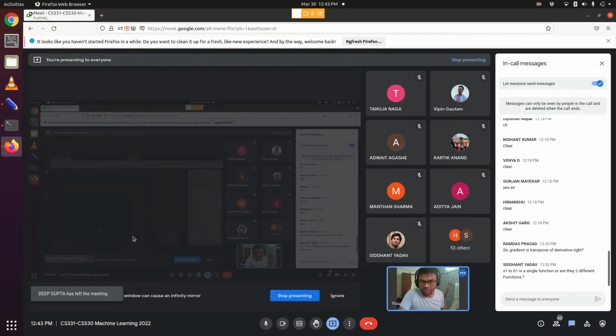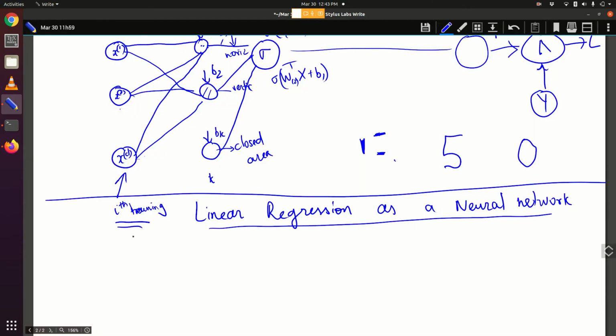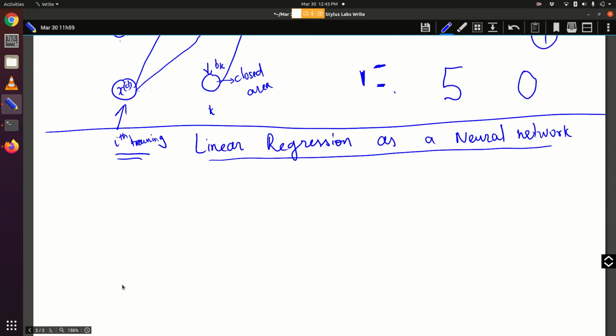Is there some network connectivity problem in the hostel still? Some people have dropped off. Yes, sir, there is a power cut in the hostel. Okay. Anyway, it will be available for you as a recording later.